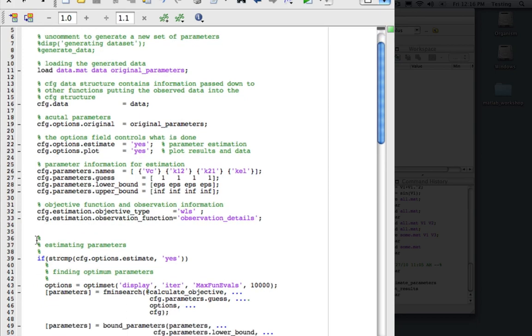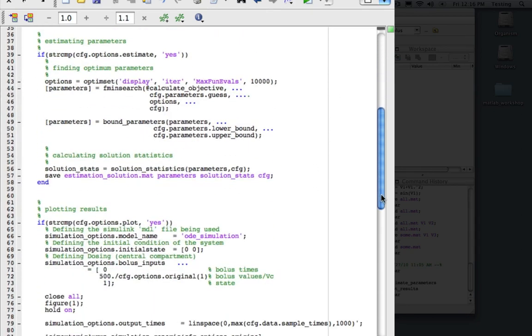Next, I come down here. This is the estimation portion, right? This is where I'm estimating my parameters, and strcmp compares the string stored in CFG options estimate with yes, and if they're the same, then this condition is true, and the code below it is executed. If I change this to something that's not yes, like no, or if I set it to nothing, then this condition will not be true, and the estimation portion will not be run. But I'm going to change it back to yes.